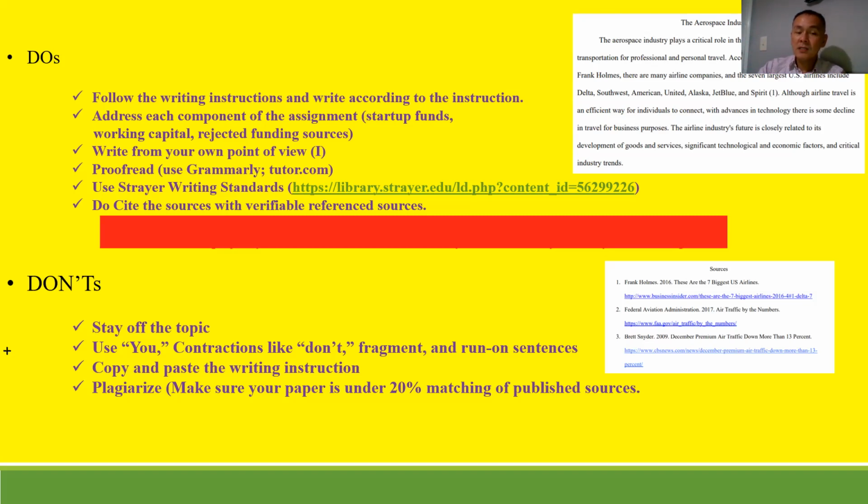Don't copy and paste the writing instruction. This is not answering the question. You are writing a paper. You need to synthesize the ideas and put them into a paper. If you copy and paste the instruction, you are answering the question, but copying and pasting the instruction is not writing. And when you copy and paste the instruction, it causes your paper to have a higher percentage of matching the original source. So don't do that. That is not a good way to write.